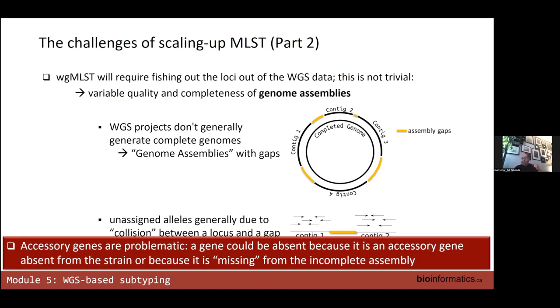And again, the problem being, we don't even know if this gene should be there in the first place, because maybe it's accessory. We didn't know anything about the strain and whether it should have that gene. So now we don't know if it doesn't have the gene because it's not in its accessory genome, or if it's just missing from an incomplete assembly.